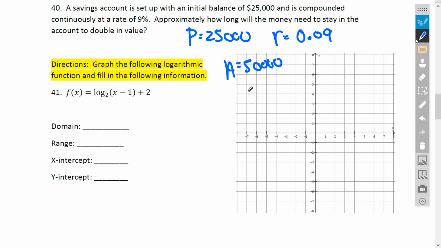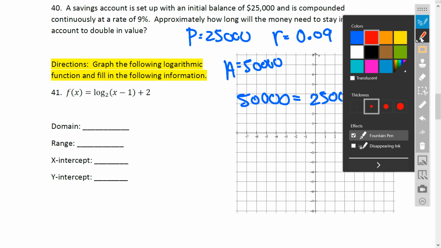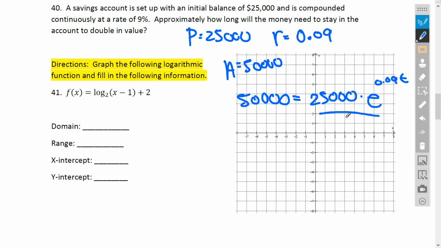So we're not just plugging into the calculator. We have 50,000 equals 25,000 multiplied by e to the 0.09t. All right, so we need to solve this exponential. The first thing we'll do is divide. We need to get the exponent part by itself, so we'll divide by 25,000. Whoops, can't just cross that out. 50,000 divided by 25,000 is 2. So 2 is equal to e to the 0.09t.